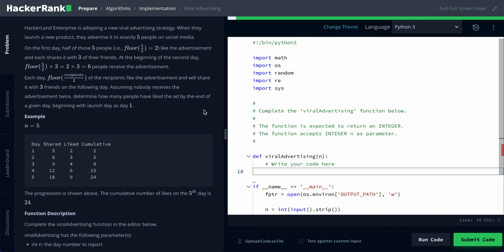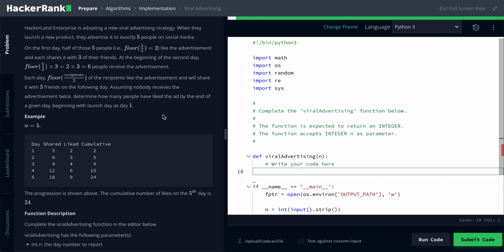In this lesson, we'll be covering the HackerRank Viral Advertising easy-rated algorithm. The problem spells out that there's a marketing team trying to get a new product out there, and they're using social media marketing in order to do so.